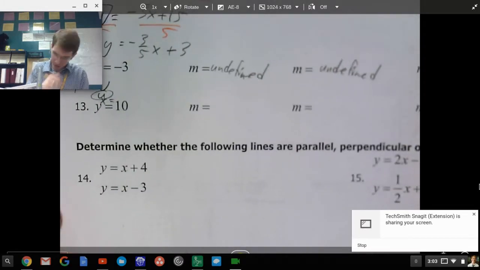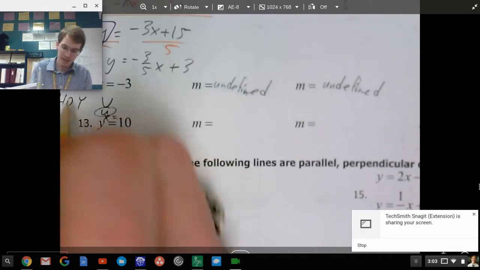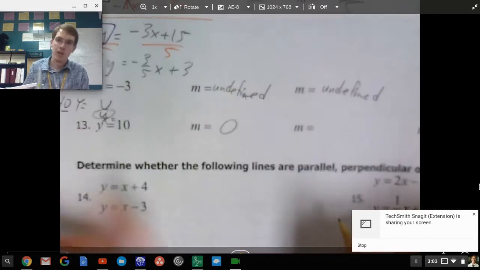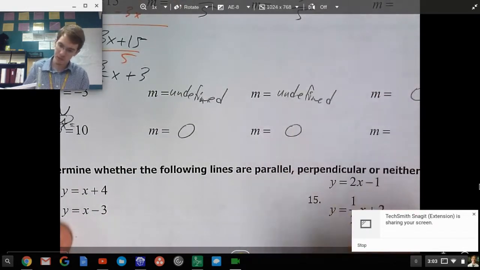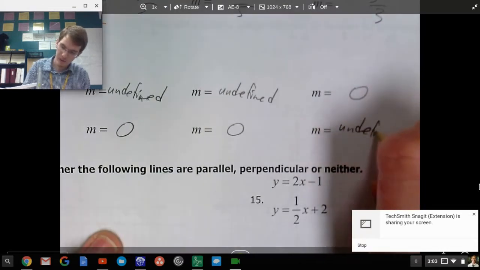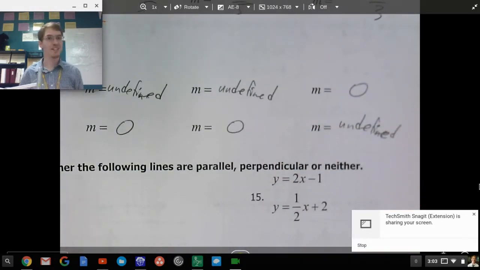Okay. Now 13, this one is of the other variety. So it's a 0 slope, y equals line. 0 slope, so parallel is 0. So perpendicular is undefined. Undefined. We should watch that slope video again sometime, huh?